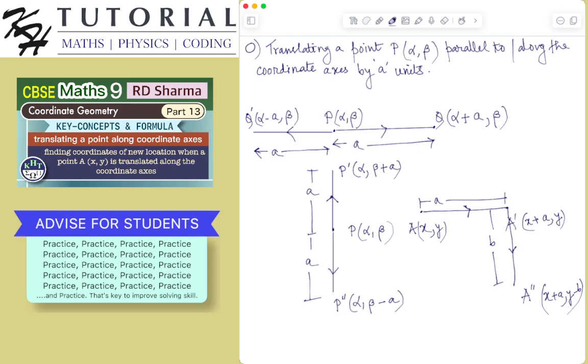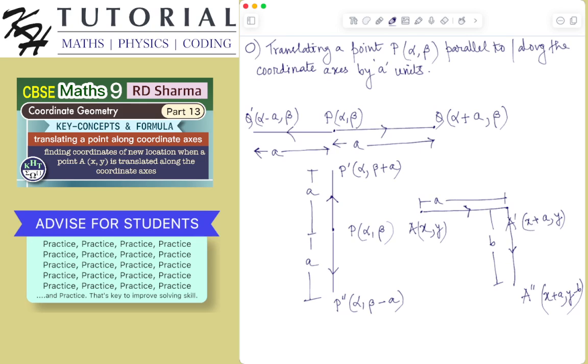So the point A, whose coordinates were x comma y, was translated a units to the right along the x-axis, and then again translated by b units below along the y-axis. So the coordinates of the final location will be x plus a comma y minus b.